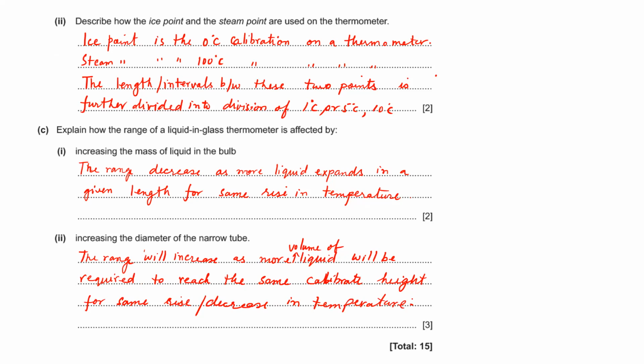So remember, generally the range is directly proportional to the square of the diameter of the tube. Basically, on the same calibrated scale, if we increase the diameter, the range is changed by the square root of 2 times.